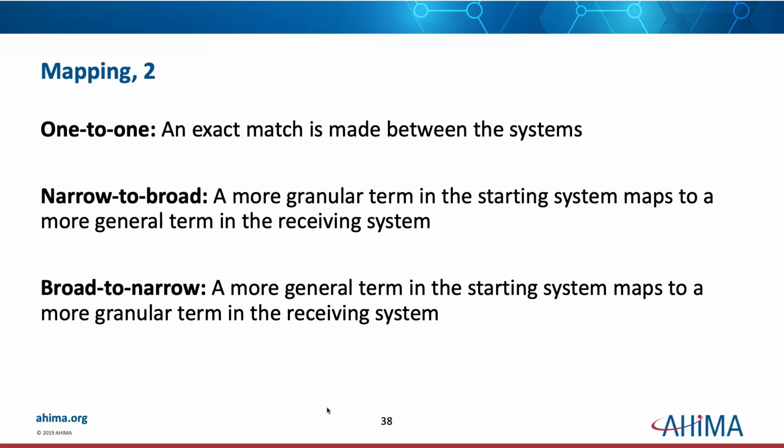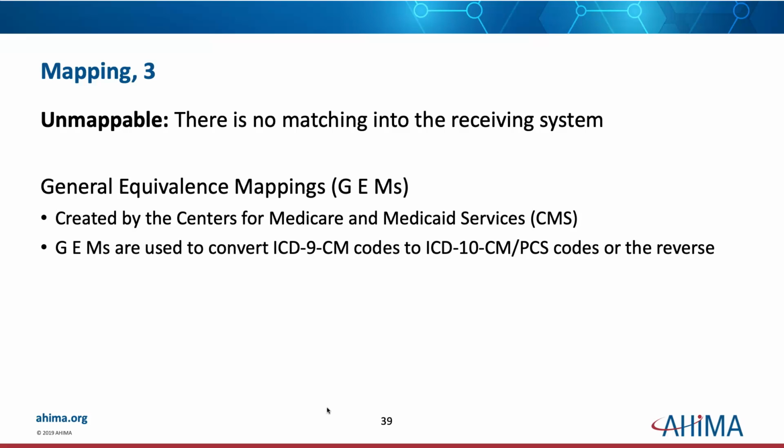Some of the categories that you're going to run into are used in mapping. There's such a thing as one-to-one, where an exact match is made between the systems. Another one is narrow to broad. This is a more granular term in the starting system that maps to a more general term in the receiving system. Then you have the opposite, which is broad to narrow, where you have a more general term in the starting system, and that maps to a more granular term in the receiving system. And then, of course, there are the unmappable, when there is no matching in the receiving system.